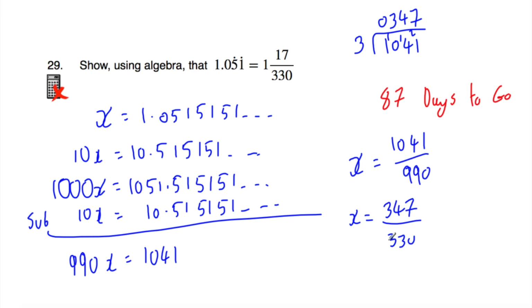Now this is a mixed number, so how many 330s go into 347? That's going to be 1, so x is equal to 1. Our remainder will be 17 over 330. And that's it, so 1 and 17 330ths. And that's it, we've shown what we were asked to show.